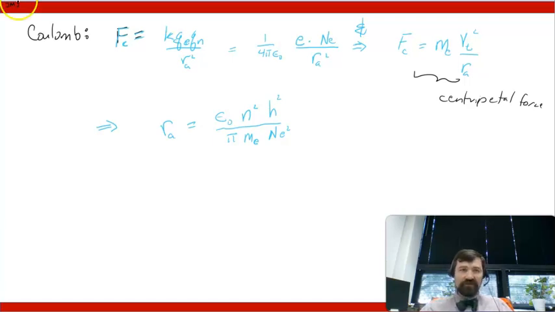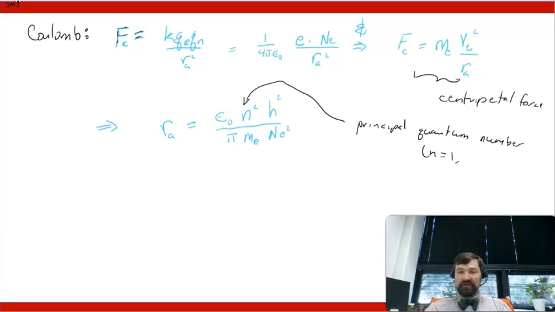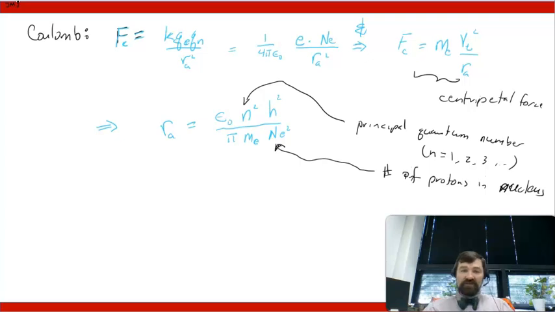In this case, n is called the quantum number. So this is sometimes referred to as the principal quantum number, and it is some integer. So n equals 1, 2, 3, etc. This capital Z right here is the number of protons in the nucleus, protons being the positive charges in the nucleus. The rest of these are fundamental constants.